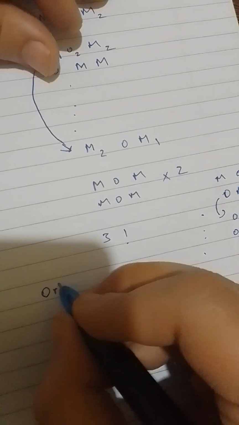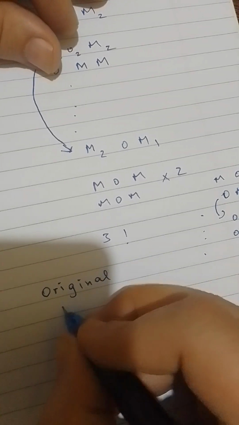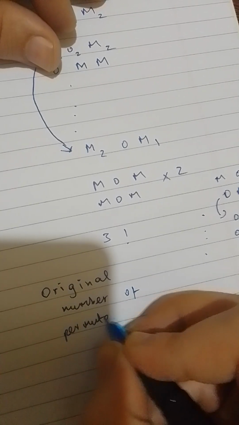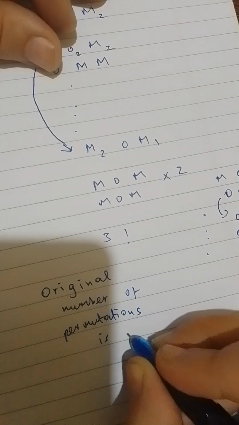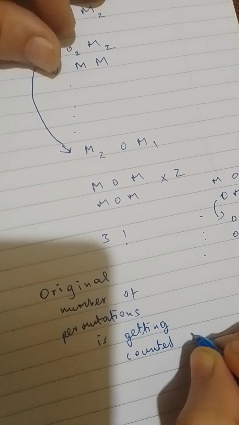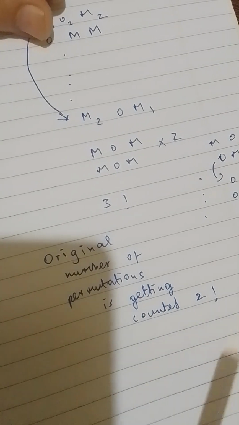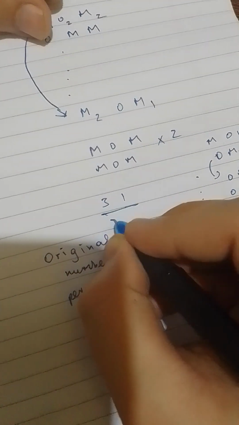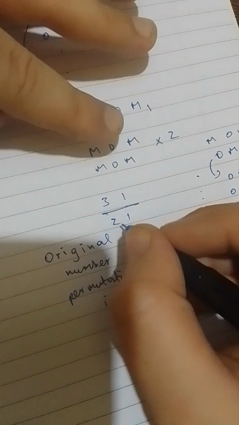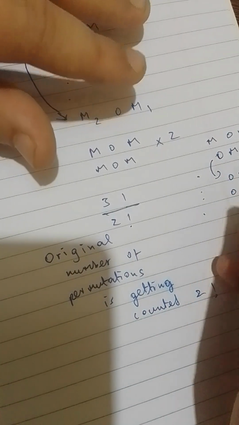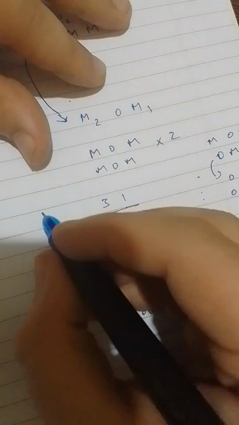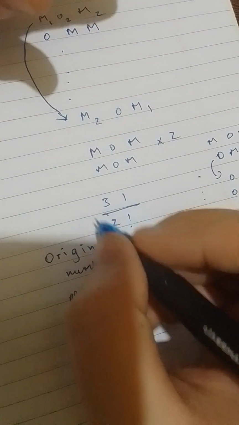The original number of permutations is getting counted 2 factorial times. So we have to divide by 2 factorial, because you have twice, so I need 1 by 2 factorial. You counted each of the permutations, so I take 1 by 2 factorial to account for that in my calculation.